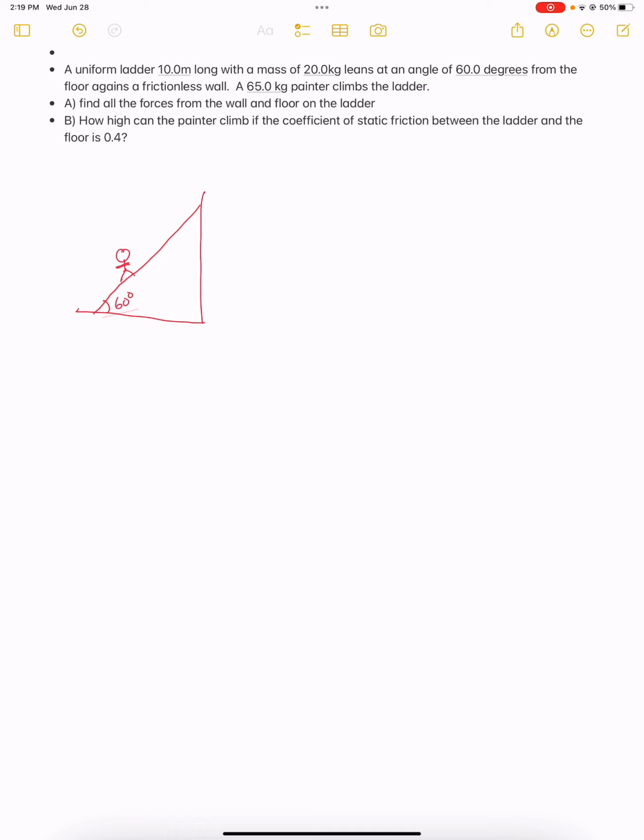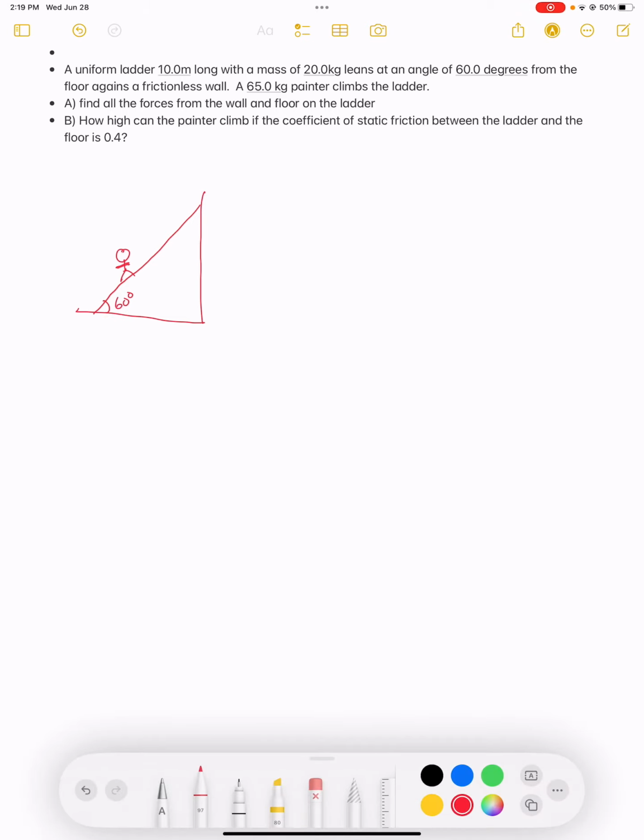And then secondly, we want to know how high can the painter climb the ladder before it's going to start to slip if the coefficient of static friction between the ladder and the floor is 0.4.